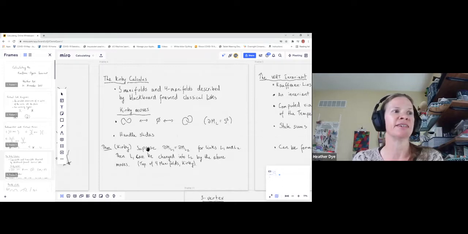But Kirby has his theorem that says, suppose the boundary of M sub L1 is equal to the boundary of M sub L2 for links L1 and L2, then L1 can be changed into L2 by the above moves. And so this is sort of the centerpiece.